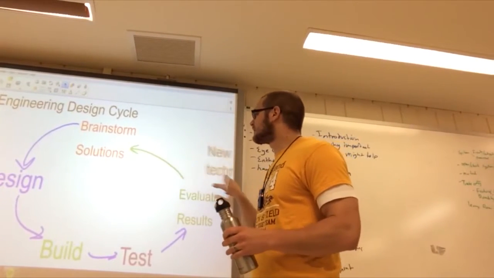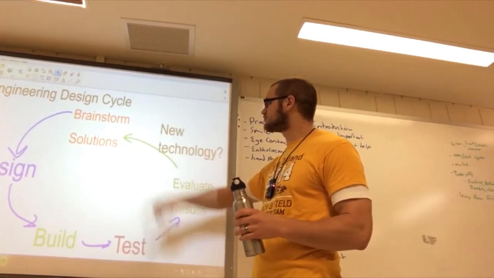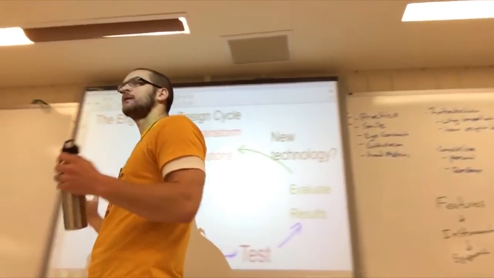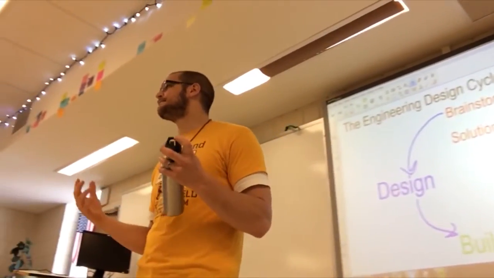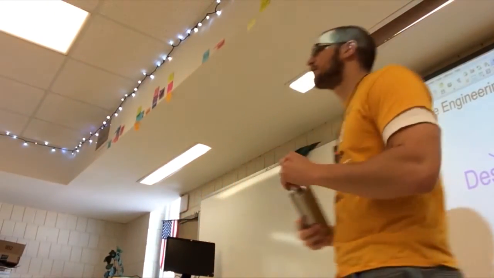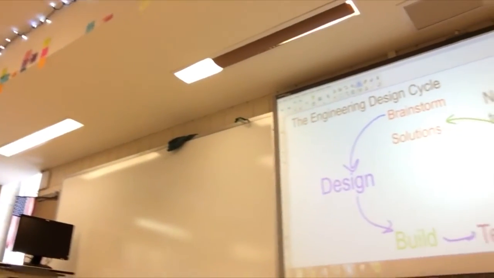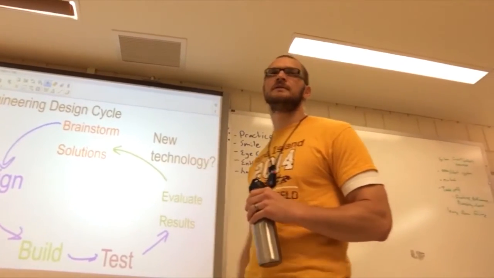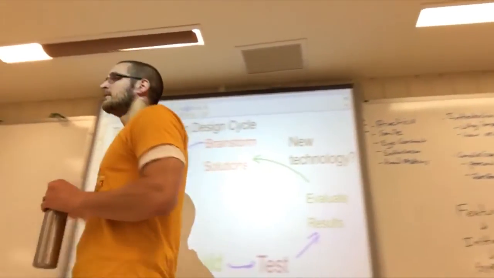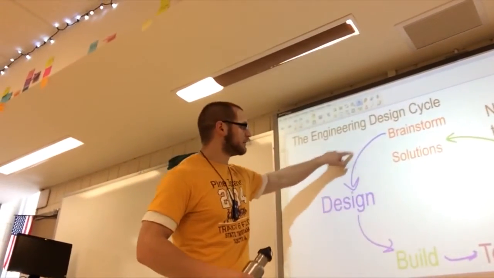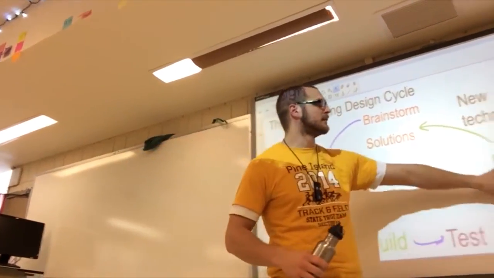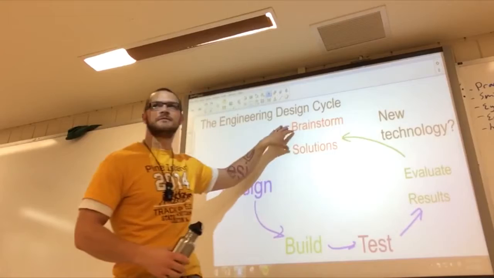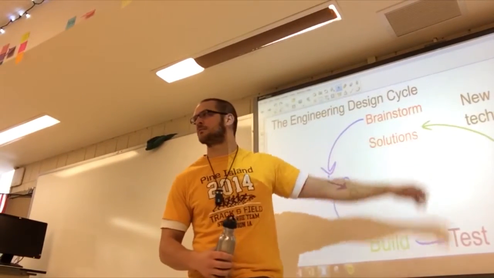And what else can fit in here at this point? If there's new technology, if there's a way to make a water bottle, if there's a way to make a space station, if there's a way to make something lighter because of new technology, or faster, or whatever else, this new technology is going to get shoved in here too. Okay. We could make this more complex, but let's keep it this simple. Brainstorm, design, build, test, evaluate the results. Back to brainstorm. And if there's new technology, of course, that can be a part of the brainstorming process.